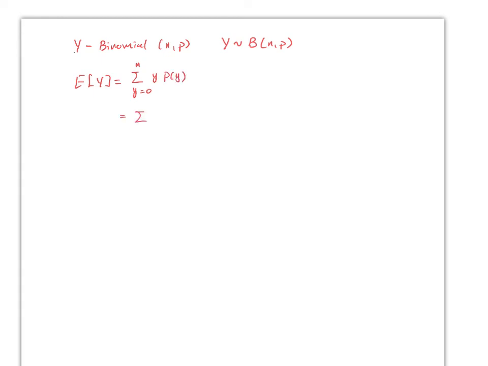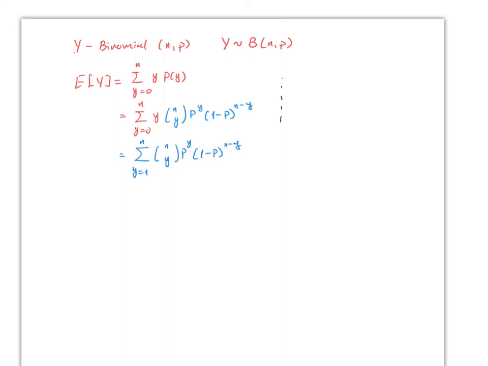Now for the binomial specifically, remember that p of y is equal to n choose y, times p to the y, times 1 minus p to the n minus y. Now notice that since the first value of y is 0, and anything times 0 is 0, this sum actually doesn't start until 1. So it's the sum from y equals 1 to n of this. Okay, that's going to be very important.